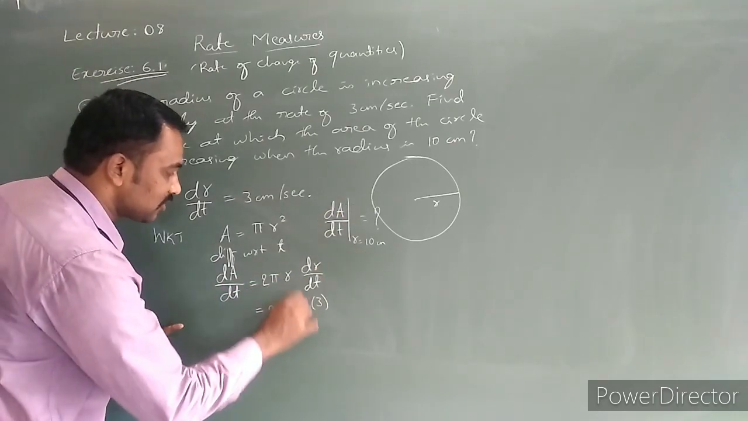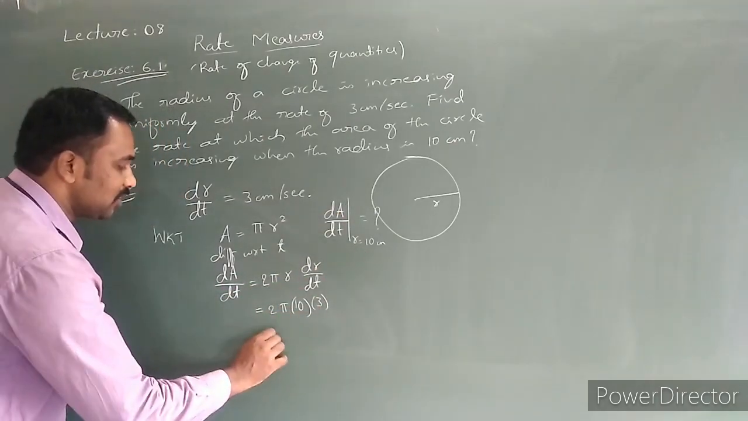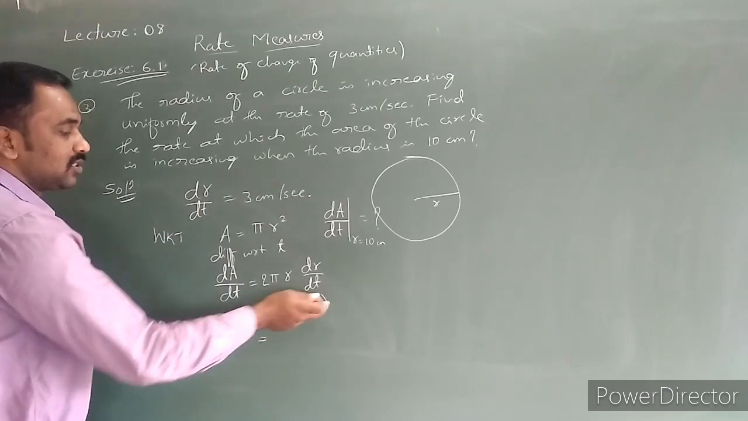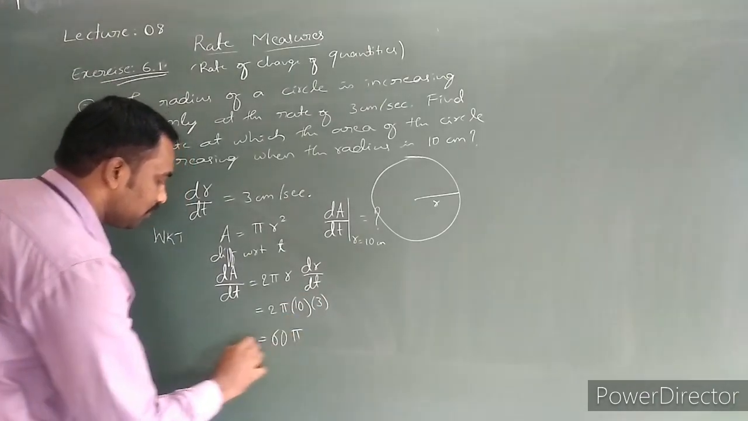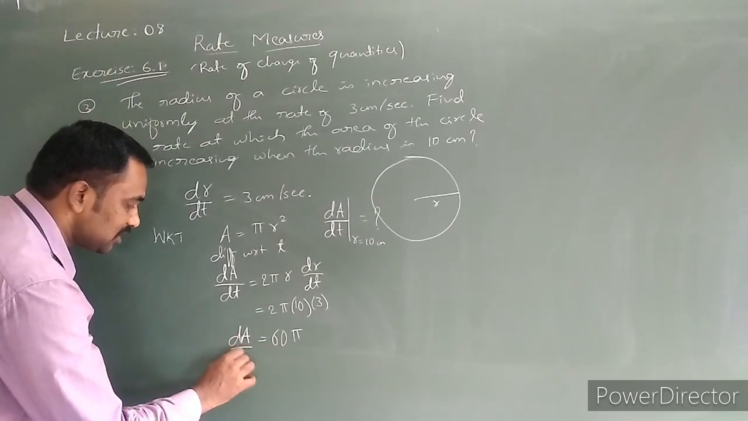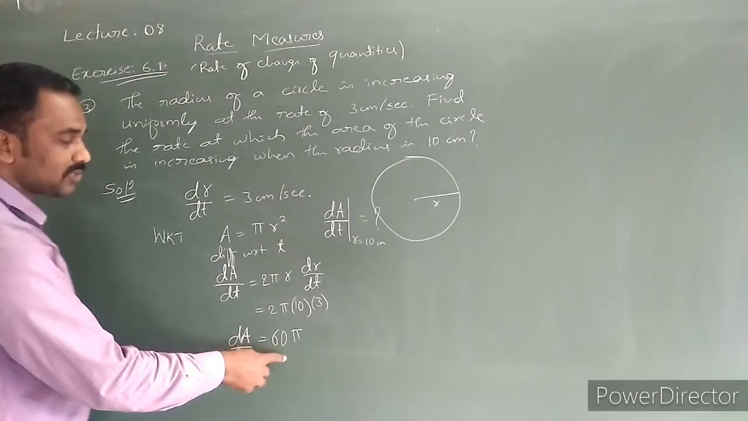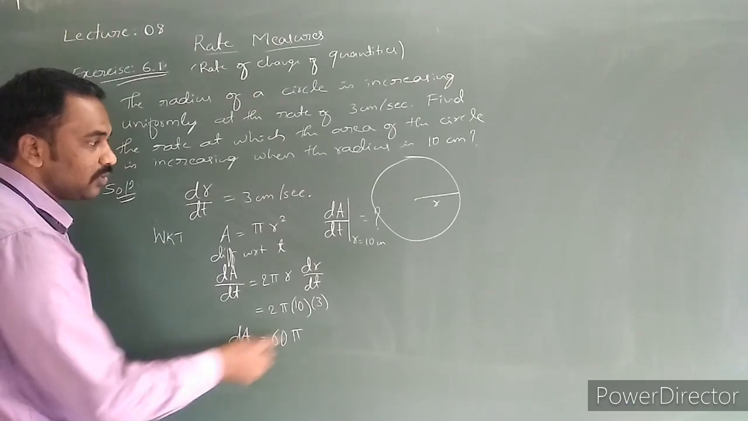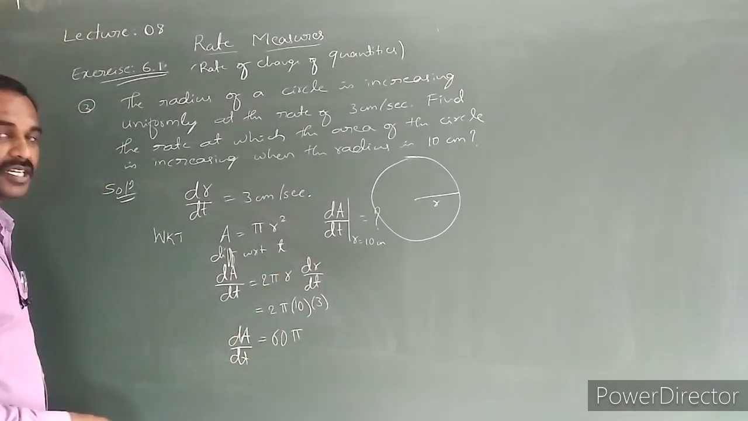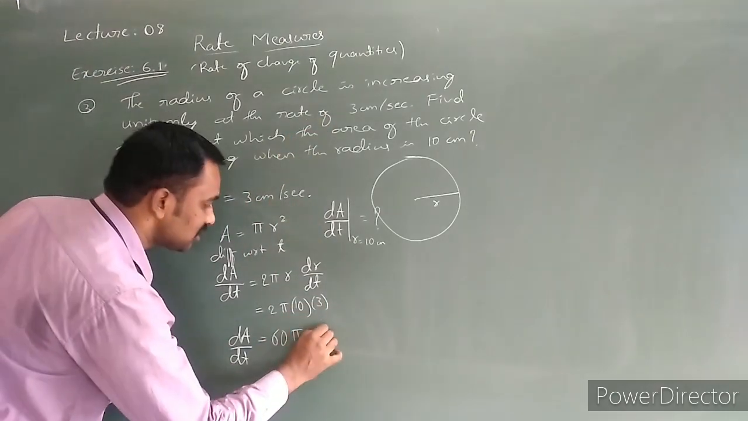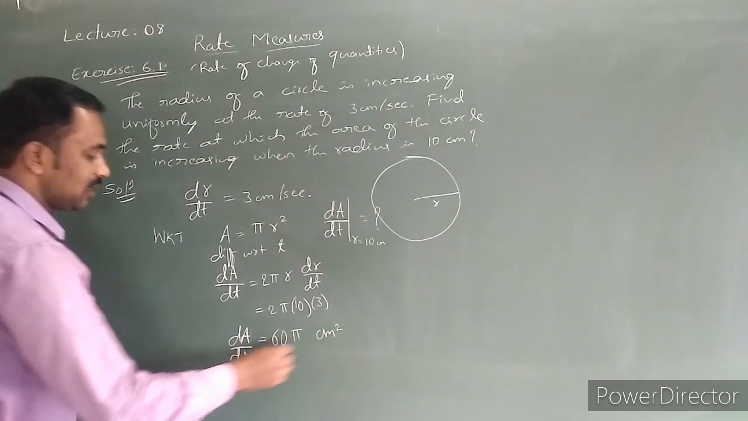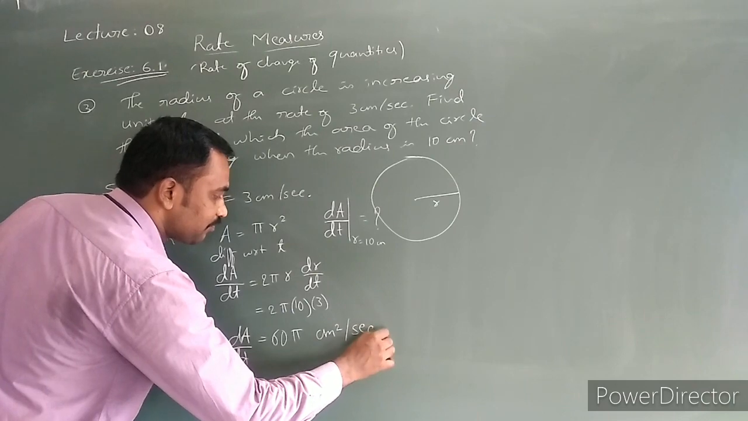Whenever r is 10, so the r value is 10. Simplify: 10 into 3, 30, 30 times 2 is 60. So 60 times pi is the rate of change of area with respect to time whenever the radius is 10 centimeter. What will be the unit? The unit is centimeter square per second.